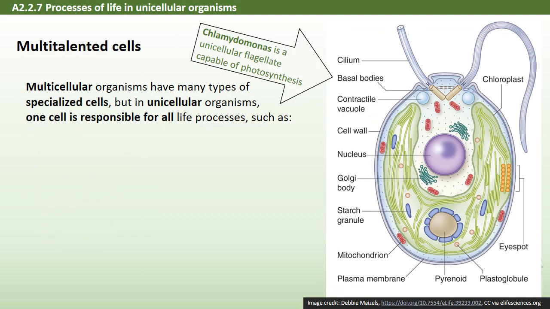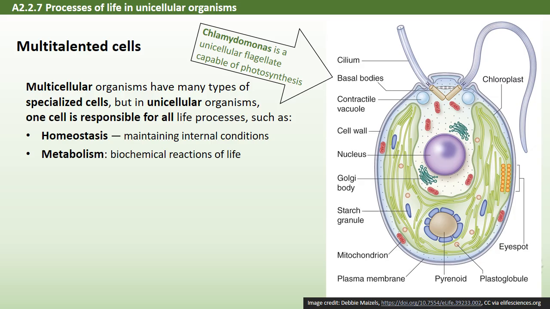In multicellular organisms like animals, there are many types of specialized cells, and they all do different things. But in unicellular organisms like Chlamydomonas here, one cell is responsible for all life processes, such as homeostasis, it's like balance, maintaining internal conditions, metabolism, all the biochemical reactions of life, nutrition for energy and growth, whether it's making your own food through photosynthesis or consuming other organisms. Now, Chlamydomonas can actually do both.